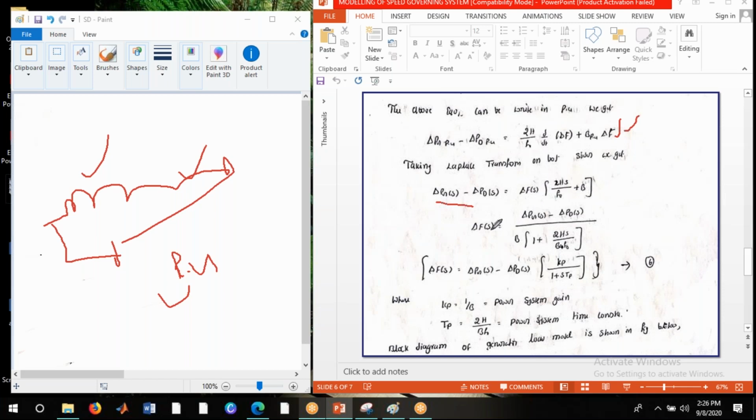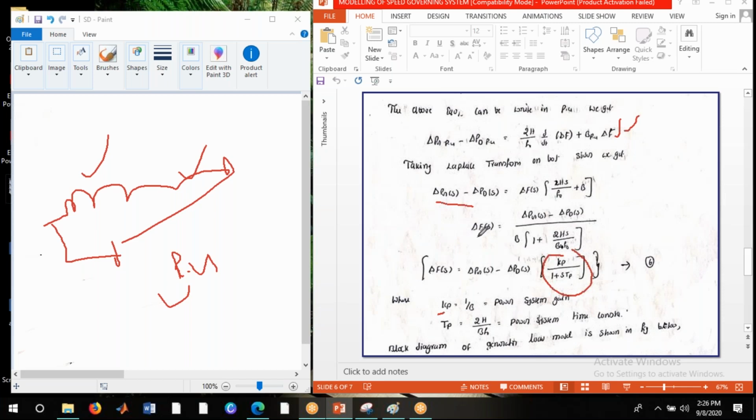From this equation, delta F of s we can write like this. Finally, delta F of s equals Pg of s minus Pd of s into Kp divided by 1 plus s Tp. So this is the transfer function of the generator model. Here Kp is 1 by D, the power system gain, and Tp equals 2H by D f naught, the power system time constant.